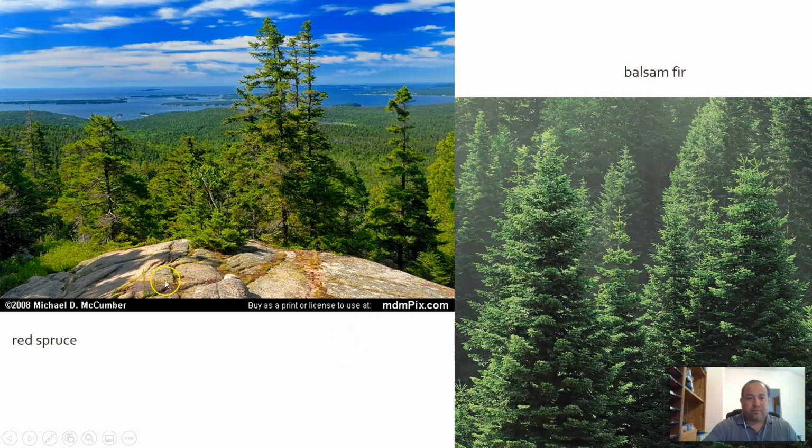This is eastern white pine. So it's also a conifer, but has a slightly different look to it. It has these whorled branches that makes it stick out.